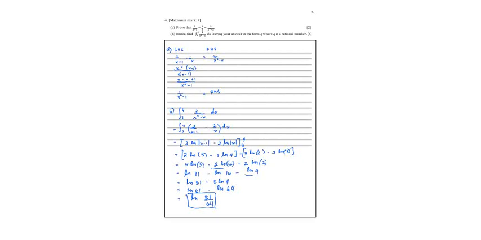Prove that 1 over x minus 1 minus 1 over x equals 1 over x squared minus x. So we can have left hand side equal to right hand side. Here I'm going to make the left hand equal to right hand.